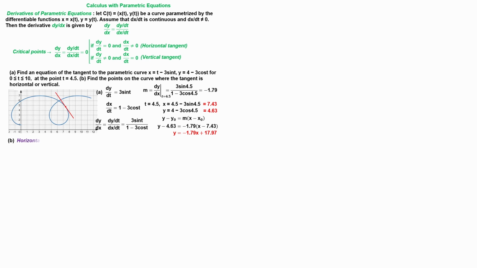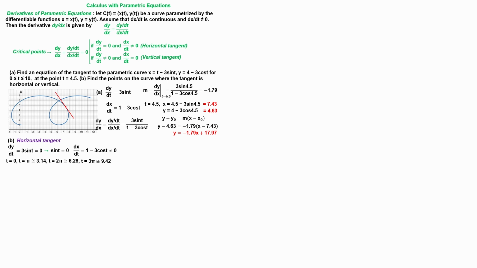To find the points where the curve has a horizontal tangent, we need to set dy/dt equal to 0 while ensuring that dx/dt is not equal to 0. Setting dy/dt equals 0 gives us the equation 3 times sine of t equals 0, or sine of t equals 0. This equation has 4 solutions in the range from 0 to 10: t equals 0, t equals pi, t equals 2 pi, and t equals 3 pi. For these values of t, we can verify that dx/dt is indeed non-zero.